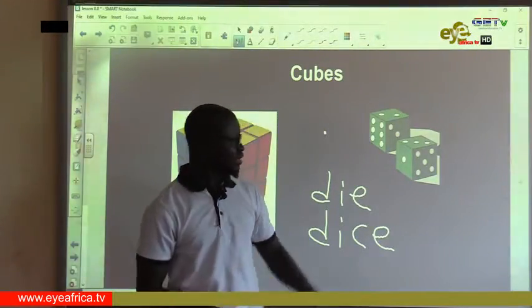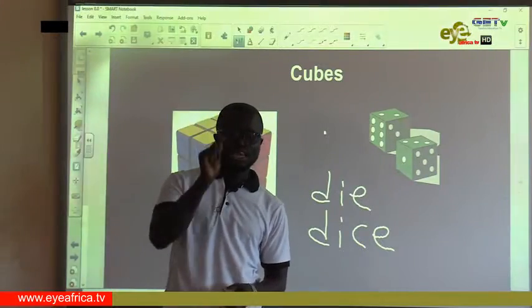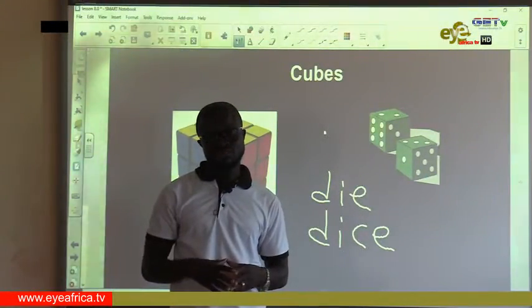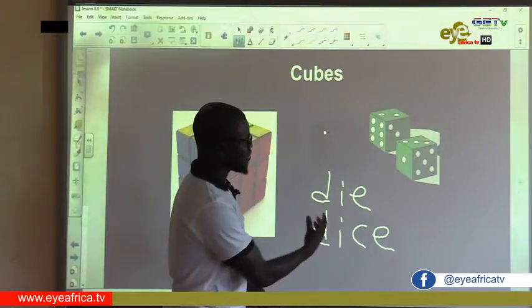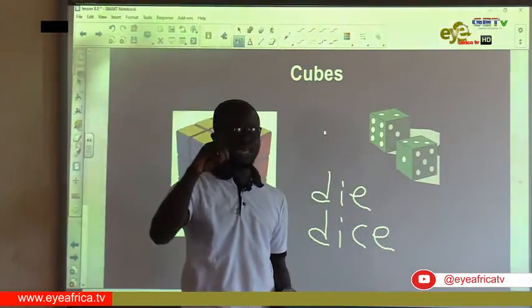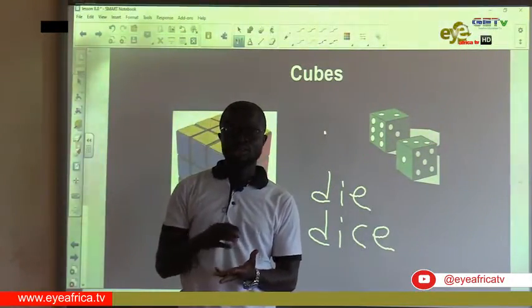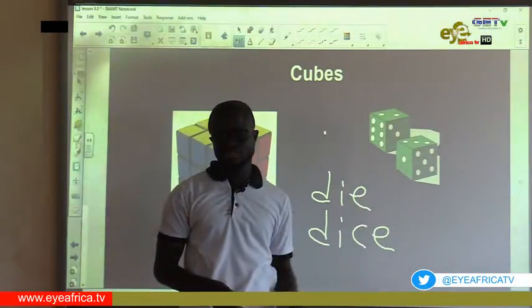I repeat, the die is termed as a cube because it has 8 corners and 6 faces. I hope you will not forget that. If you want to justify what I have just said, just take a die if you have it by your side and count how many faces are there.